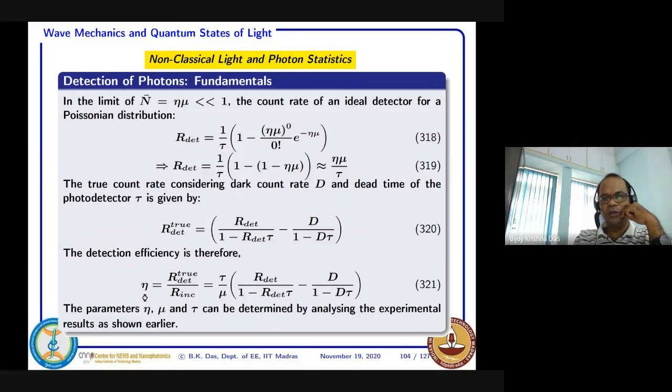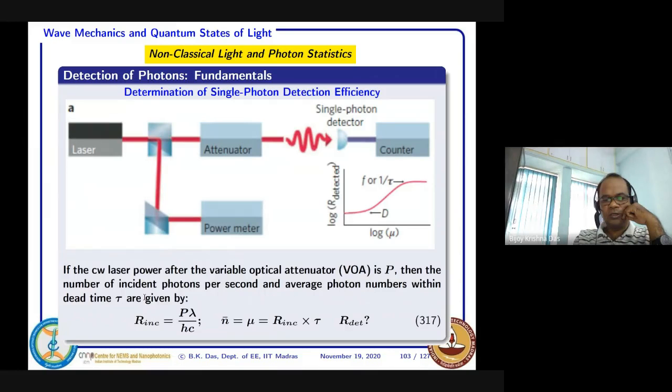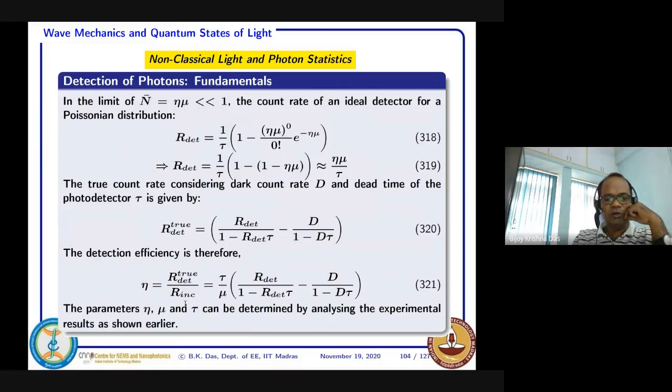I have a little bit of confusion here. This one here, R incidence equal to mu by tau, right? R incidence multiplied by tau equal to mu. So R incidence equal to mu by tau. Okay. So R incidence equal to mu by tau it comes, and true is this one. So tau by mu. That's correct then. Yeah. So this is the efficiency.